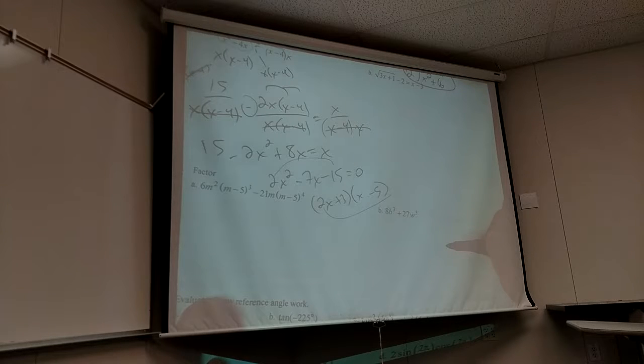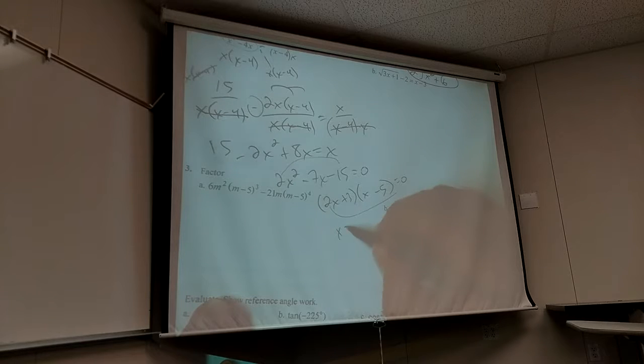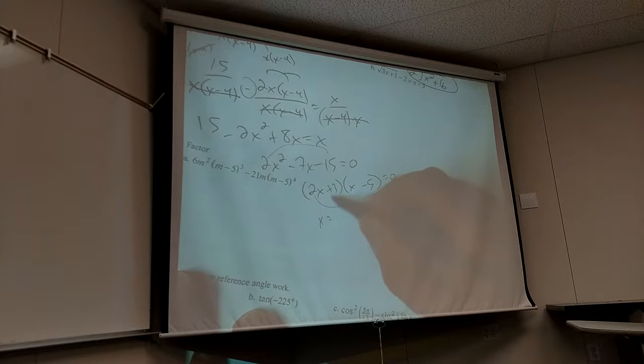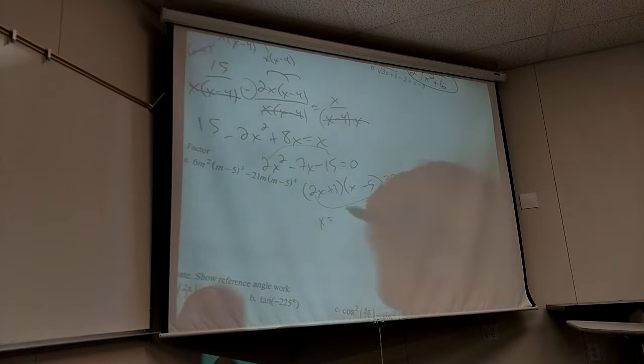Everybody kind of with me still? 3x minus 10x. Yay. So then what's the answer? X is... What do you hear? Yeah, subtract 3, divide by 2. And this one, of course, will be 5.